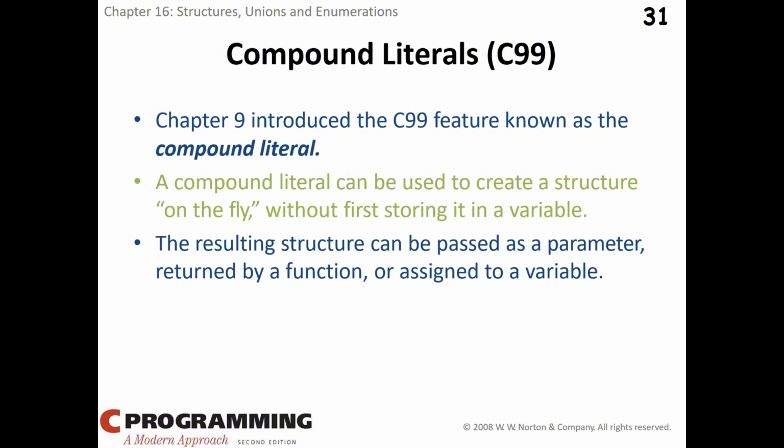So in chapter 9 before, we introduced a feature of C99 known as compound literals. Now let's explore how compound literals allow us to create structures on the fly without the need to first store them in a variable. A compound literal is a convenient way to create a structure directly within an expression. This kind of approach will provide us with more flexibility in passing structures as parameters, when we are trying to return them from functions, or when we're trying to assign them to variables.